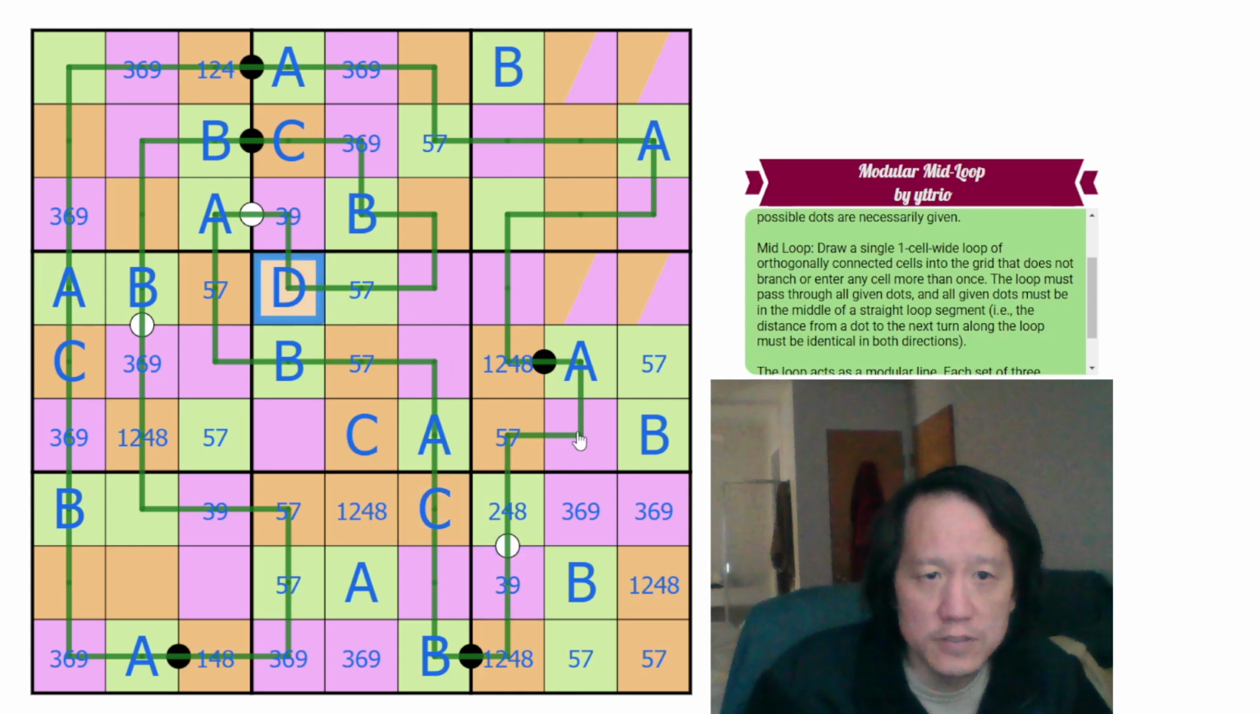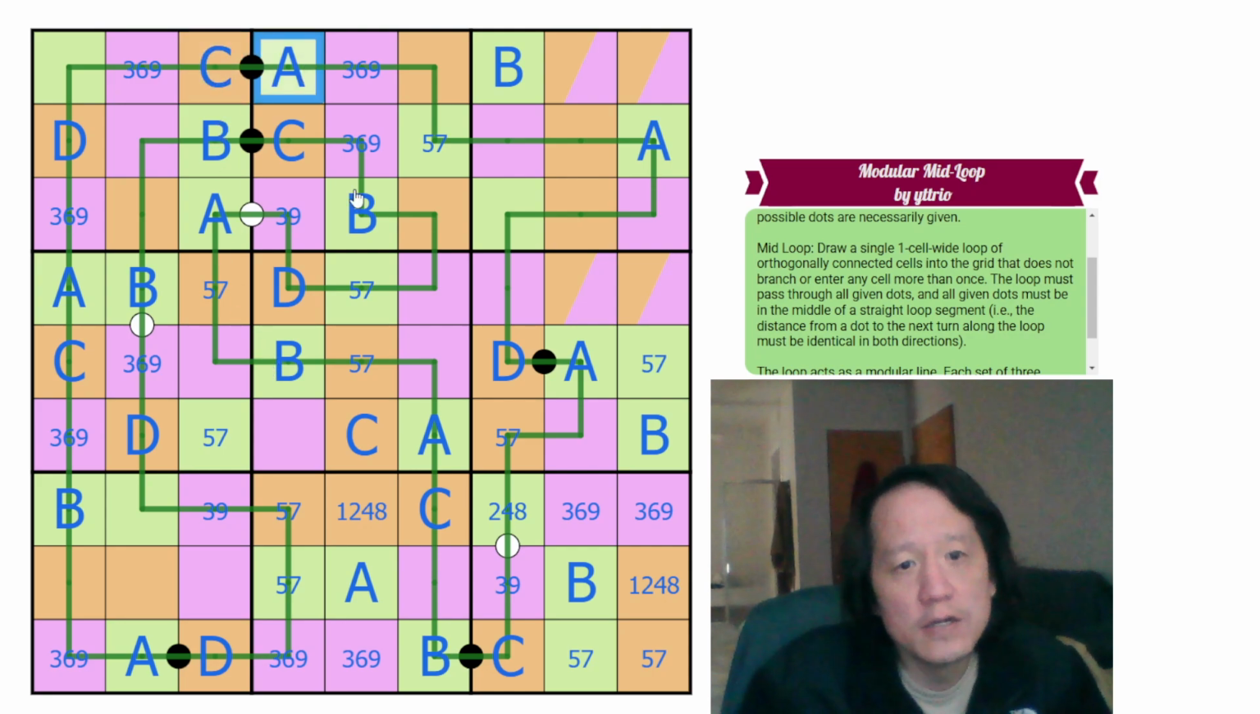This has to be D. So this can't be D, so this must be D, which makes this D. Which forces this to be C. Therefore, this cannot be C. This has to be the D, which means D cannot be here. So D has to be here, which forces this to be C.